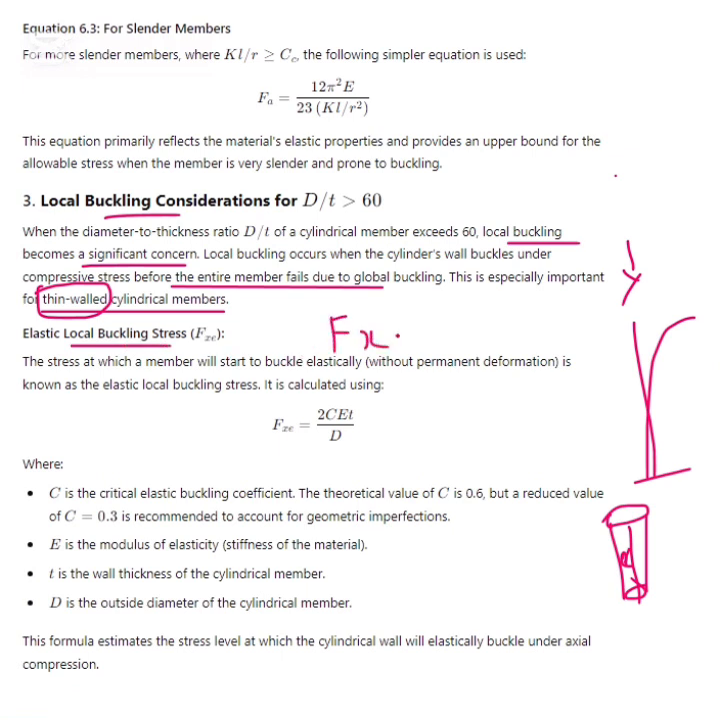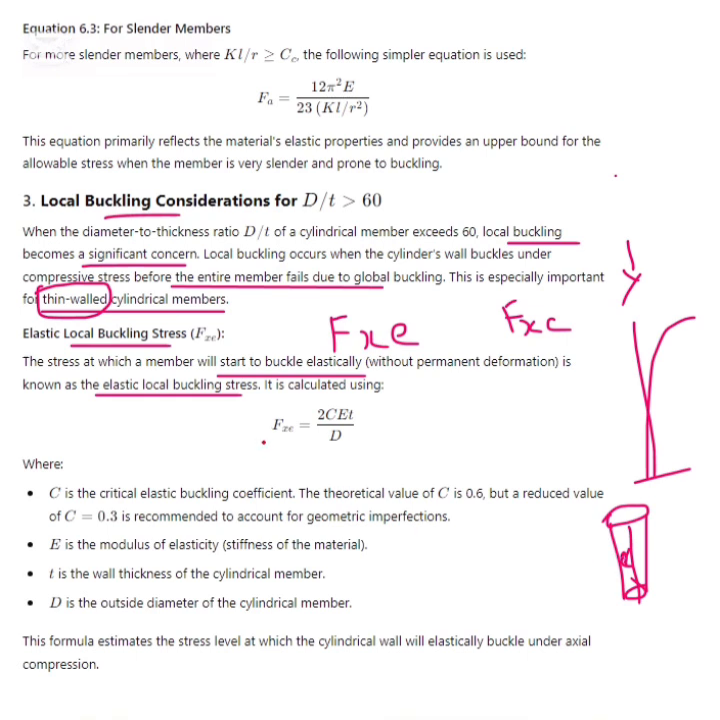There are two things: FXE, that's the elastic local buckling stress, and FXC, that is the inelastic local buckling stress. FXE is the stress at which the member will start to buckle elastically without permanent deformation. It's known as elastic local buckling. So if you take out the load, it will go back to its original position, without permanent deformation.